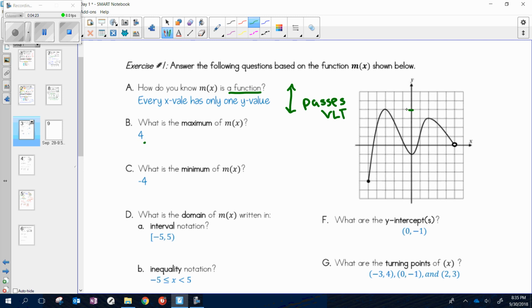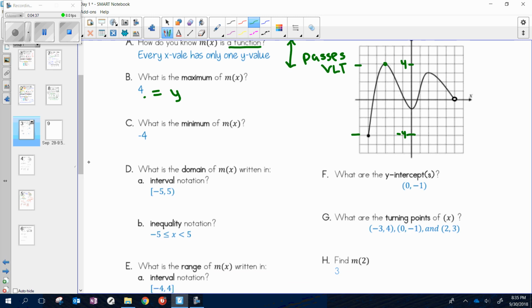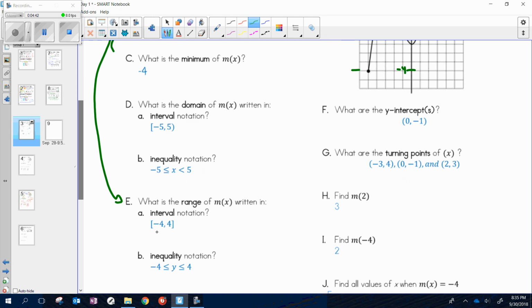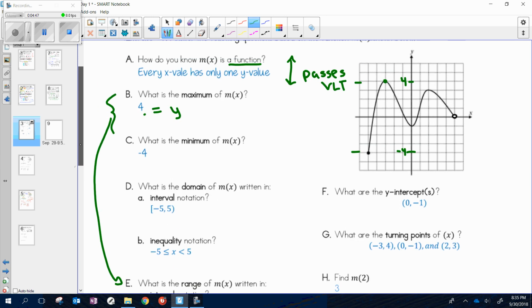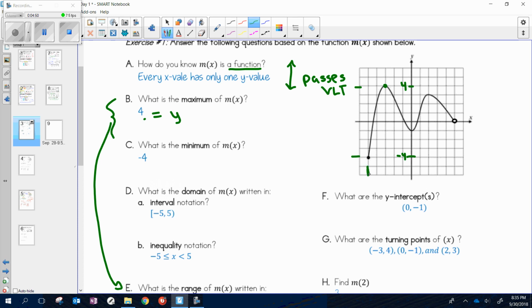Maximum value is 4 because the highest this graph goes up to is 4. That's a y value. The minimum value is -4. The lowest it goes down here is -4. If you then look at the range, I'm going to skip down to here. Notice that the range is from low to high, -4 to 4. Then we're going to look at the domain. That's from left to right. So we are including the left -5, and we are not including, there's an open circle there, not including 5. So that's left to right.